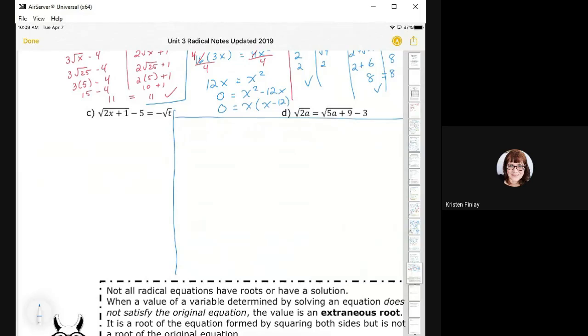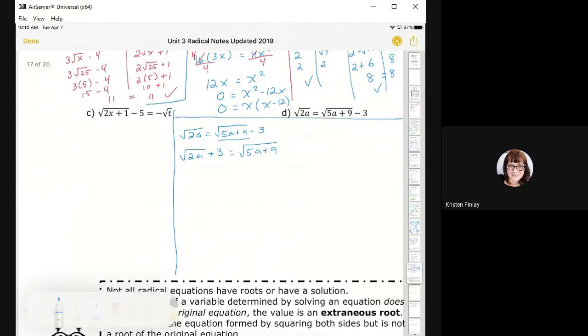So I'm actually going to take root 2a equals root 5a plus 9 minus 3. I'm going to move the minus 3 over and have root 2a plus 3 equals, why did I write a 9? Mrs. Finley, her brain does weird things. So plus 3, and then root 5a plus 9. It's just, for my brain, something easier to do. Technically, you can leave it the way it is, but this is a more complicated radical, so I kind of want to get it by itself, okay?